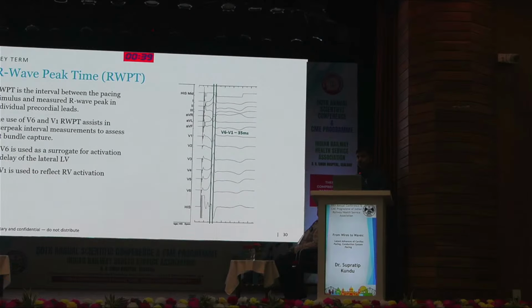And R wave peak time is also important. Here you can see the V1 peak time and V6 peak time. The difference is important: this is V6 minus V1 peak time. V6 is used as a surrogate for activation delay of the lateral wall. V1 is used to reflect RV activation.